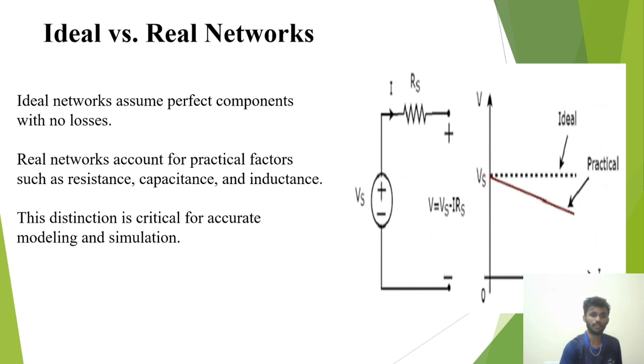Ideal versus real network. Ideal networks assume perfect components with no losses. Real networks account for practical factors such as resistance, capacitance, and inductance. This distinction is critical for accurate modeling and simulation.